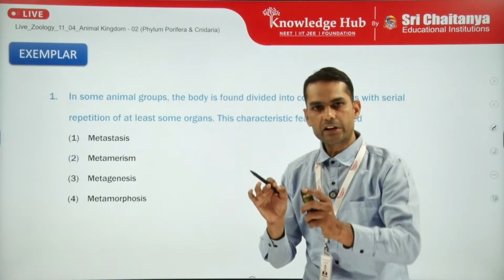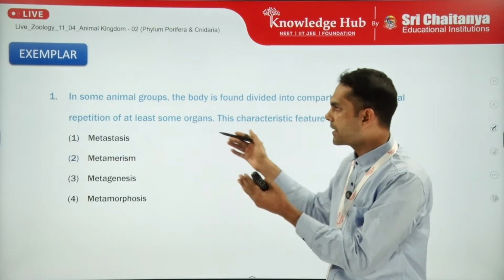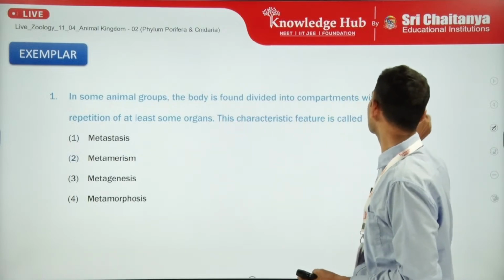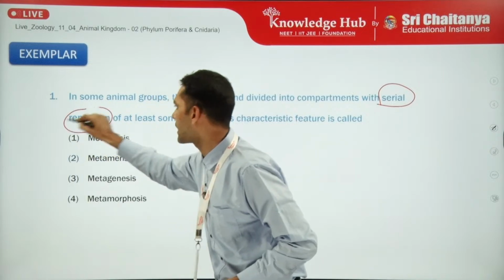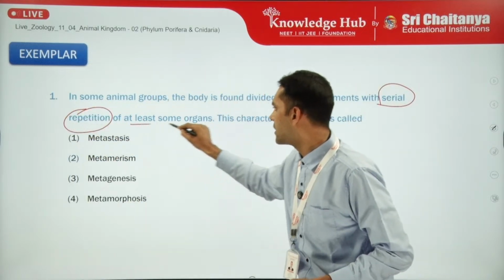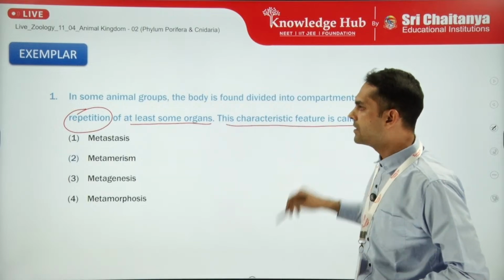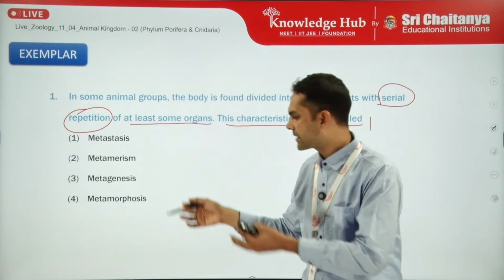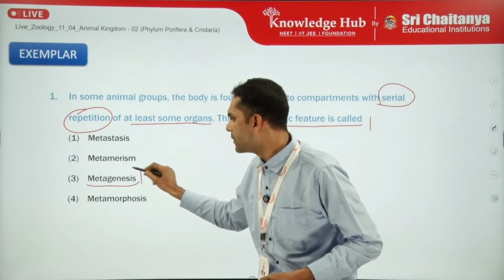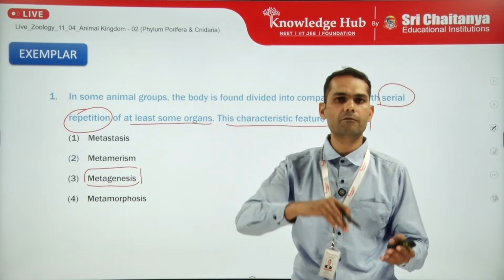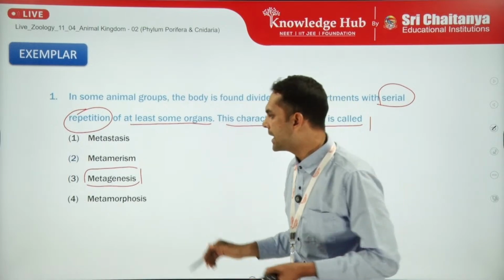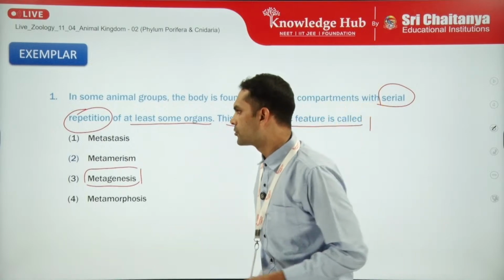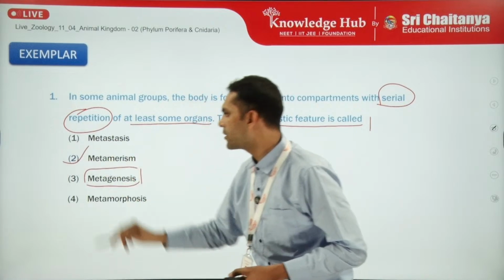If a question comes on metamerism, it would be in such language: in some animal group, the body is found divided into compartments with serial repetition of at least some organs, which you must mark as an important character. This characteristic feature is called A. Metastasis, which is the characteristic of the cancer cell. B. Metamerism, which we have just explained. Third is metagenesis, which we will discuss in phylum Cnidaria. It is the alternation of polyp to medusa and medusa to polyp. And the other is metamorphosis, which is associated with larval development into the adult. So the answer is the second option, metamerism.